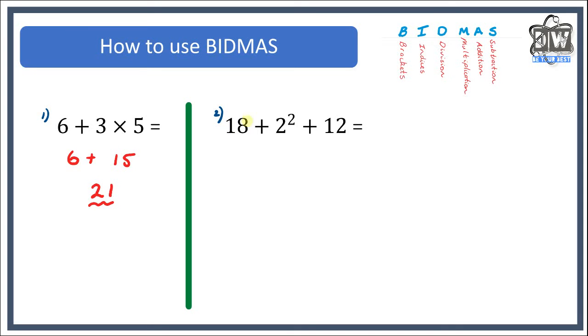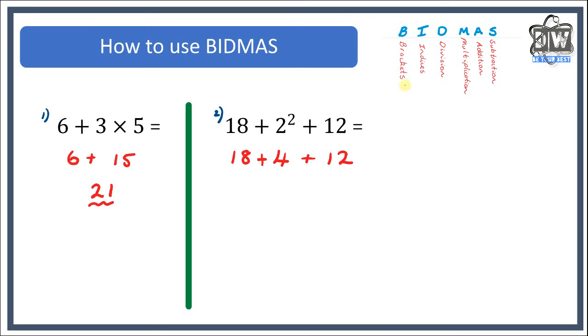So everyone, we can't just do it in the order that it's written. We've got to do it in this particular order. So we're looking through and asking, are there any brackets? The answer is no, so we can move on. Are there any indices? The answer is yes. I've got this 2 to the power of 2, 2 times 2, so I've got to do that part first. 2 times 2 is 4. We're plussing 4 here because we've got plus 2 to the power of 2. Then we drop down the other information. So here we go: 18 plus 4 plus 12.